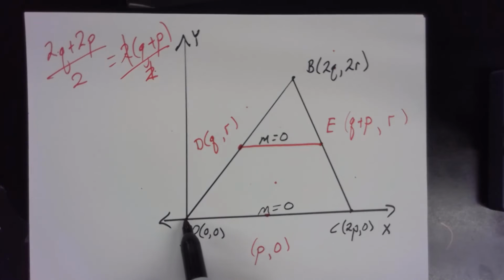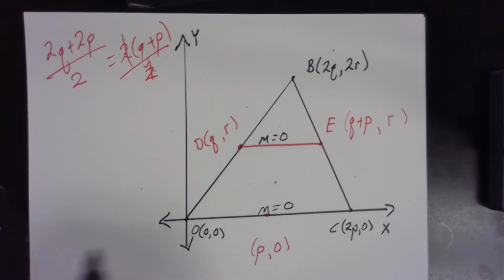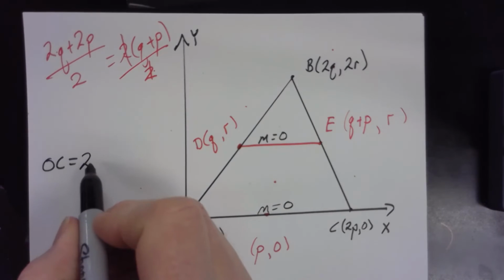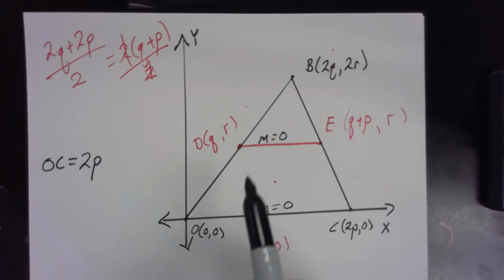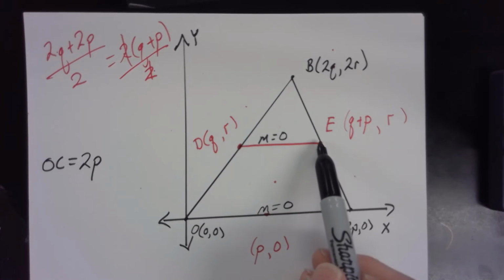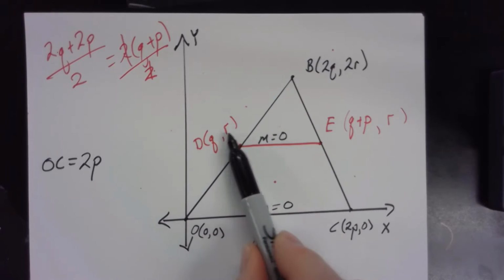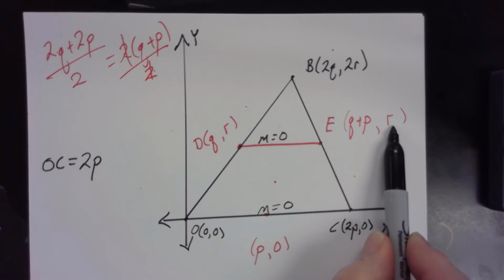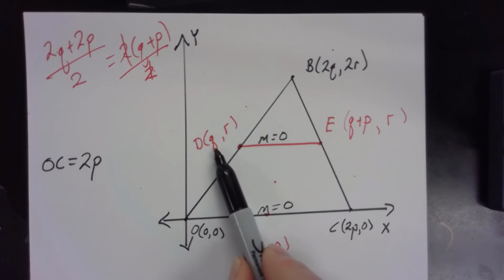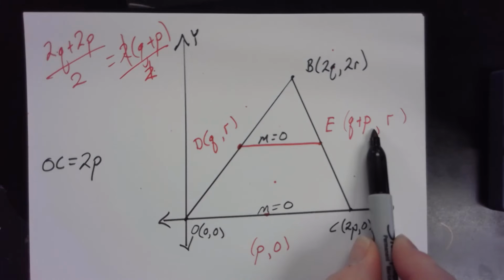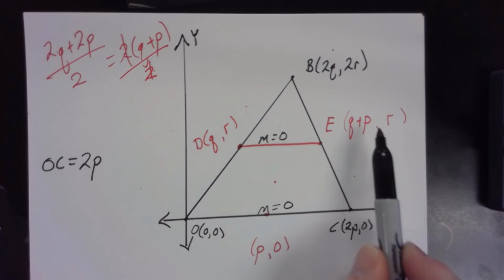What is the distance from O to C? The measure of OC? 2p. Very good. So how long should this one be? 1p. Well, how do we find out if that's really true? Well, for one thing, does the y-coordinate change? No, so we have no change in the y-coordinate. What is the change in the x-coordinate? From q to q plus p. What's the change? It's p.